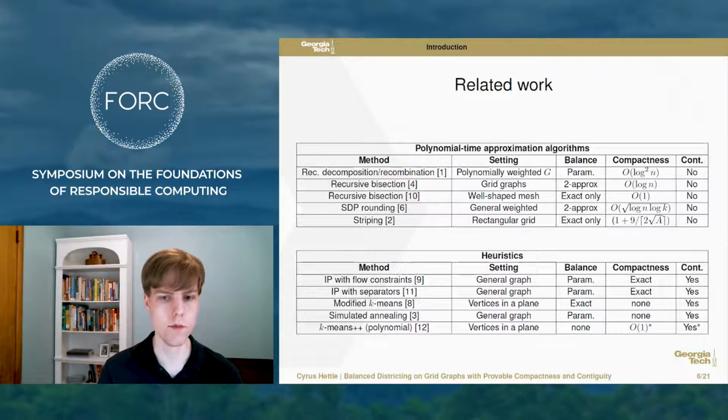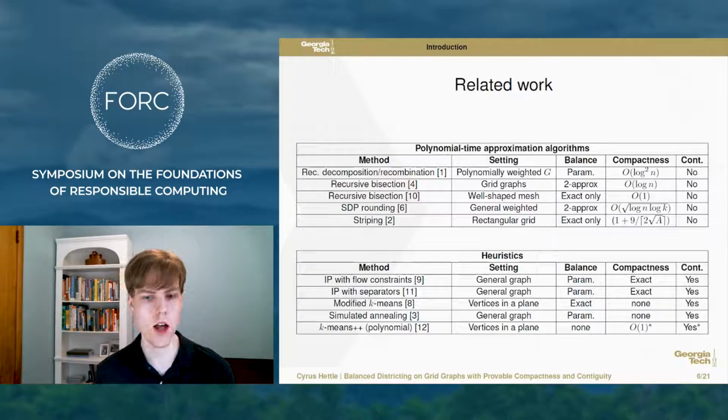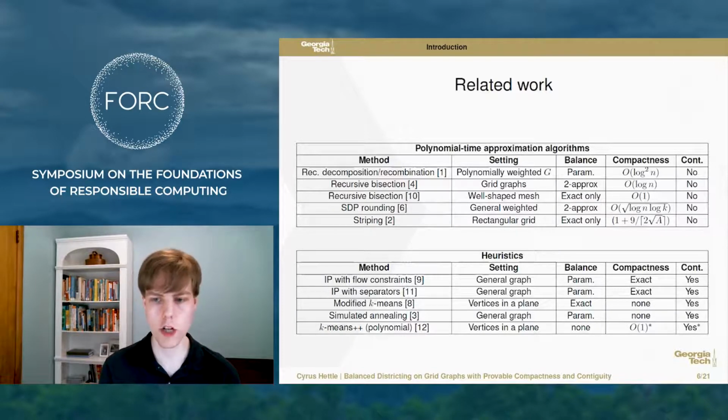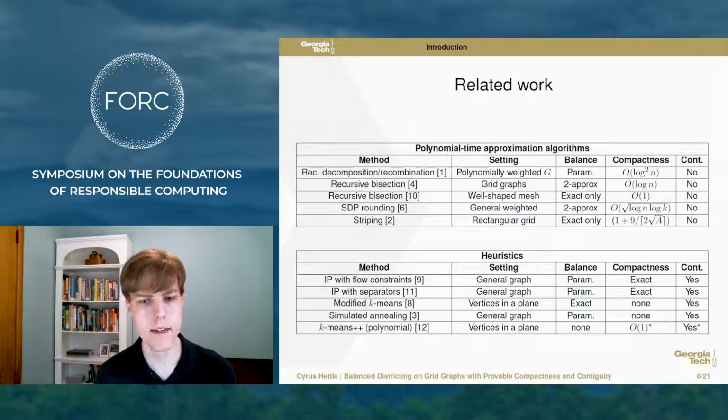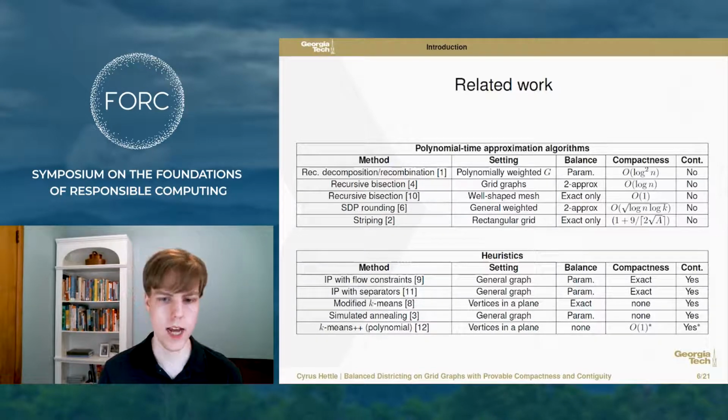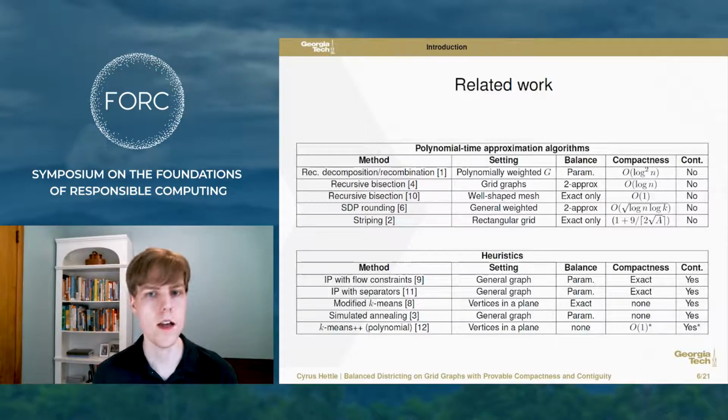And on the other side, with the heuristic methods, such as IP or k-means, local search, these apply to more general settings, and they guarantee contiguity, which is great. But balance is not always guaranteed. Compactness often performs well, but there are no theoretical guarantees. And often, for instance for the IPs, performance is not great. IPs, even on medium-sized cases, often don't converge very well.